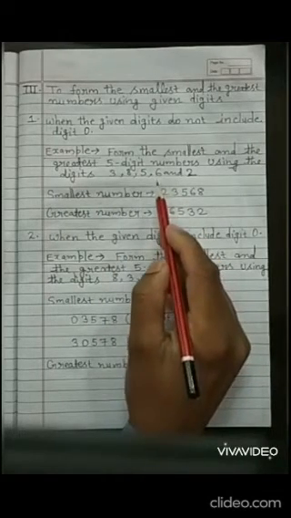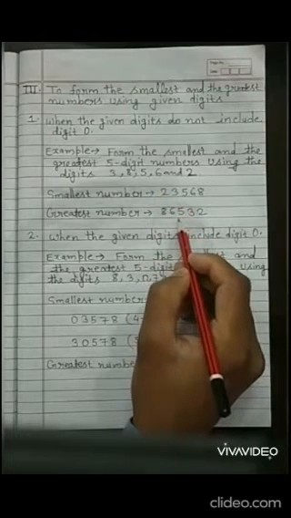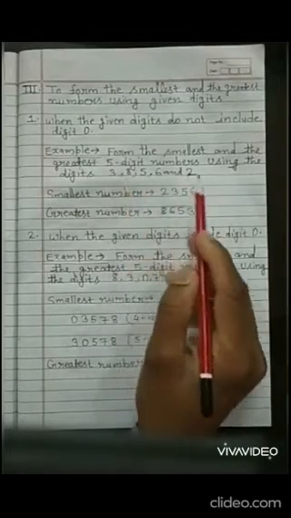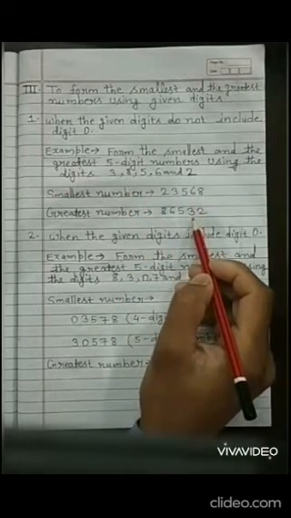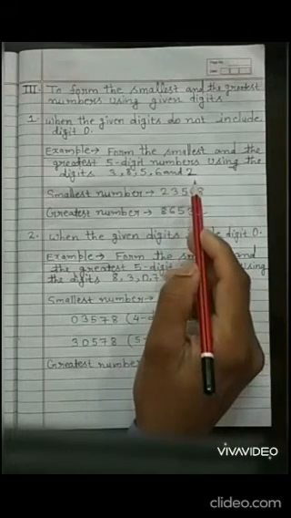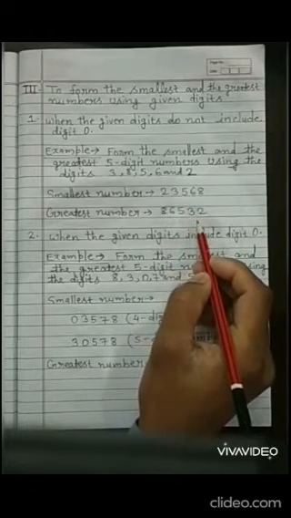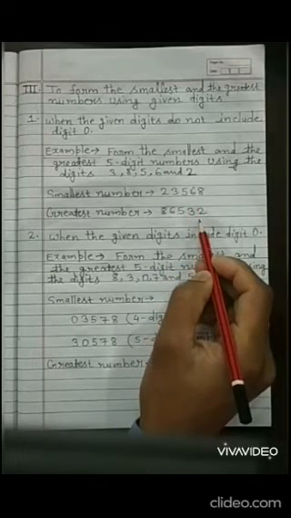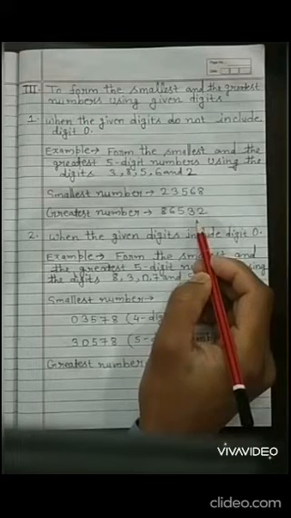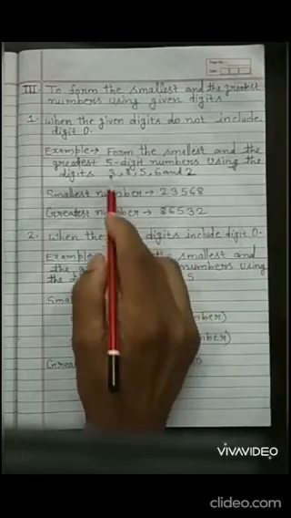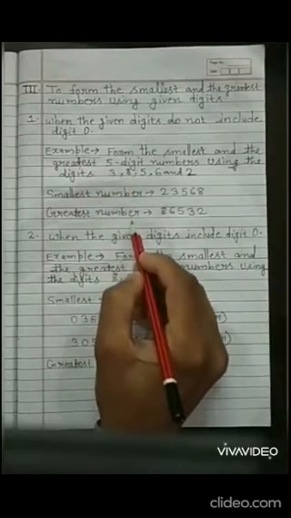And then 5 is the largest, so I have written 5 in the third position. And then 3 is the largest, so I have written 3 in the fourth position. And at last 2 is left, so I have written the digit 2 in the last position. So here we have also formed the 5-digit greatest number.